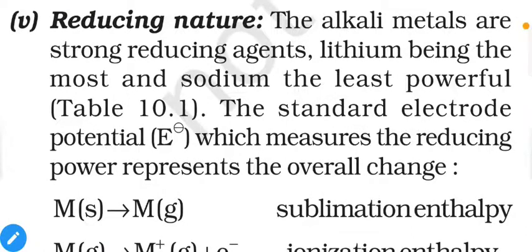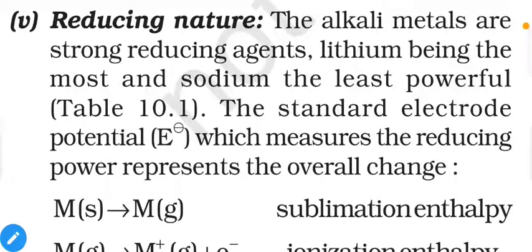Next, reducing nature. Alkali metals are strong reducing agents. Simple reason, because they have very electropositive nature, so they have tendency to lose electrons. So if they are losing electrons, someone must accept them, and that's why they are strong reducing agents.